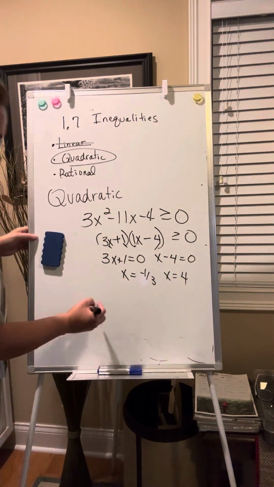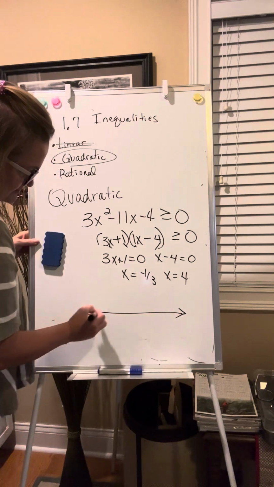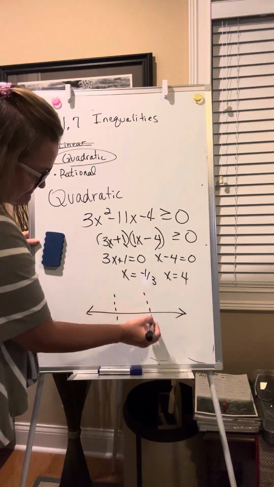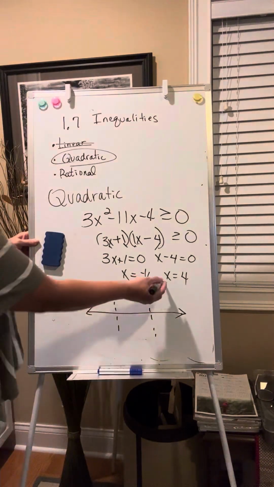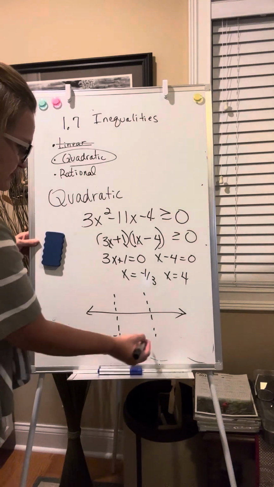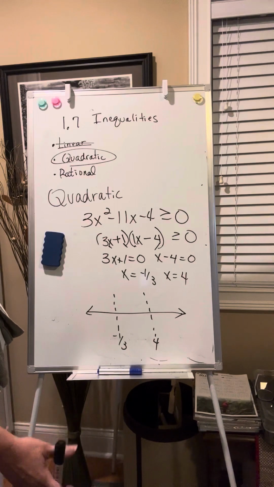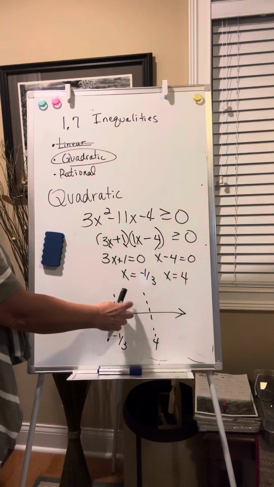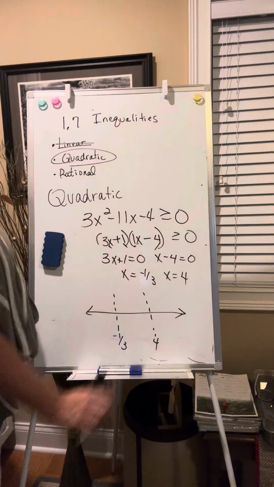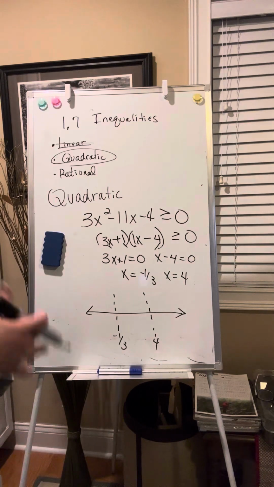Then that makes only boundary lines. It cuts the number line at these two points, -1/3 and 4. And then our job is to figure out, is it the middle region that works or is it the wings, the two outer regions? And the way we do that is with a test point.